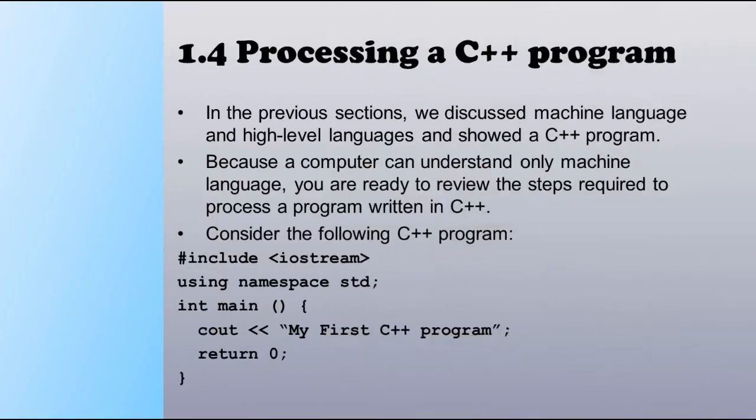When we see 1.4, processing a C++ program, in the previous section we discussed machine language and high-level languages. High-level languages are used as programming languages; they are compiled or interpreted languages like C++, Java, Python, and many other high-level programming languages, as we can show with C++ programming. Because a computer can understand only machine language.